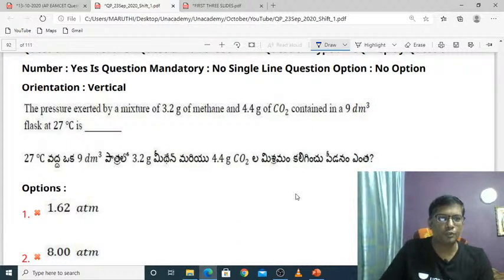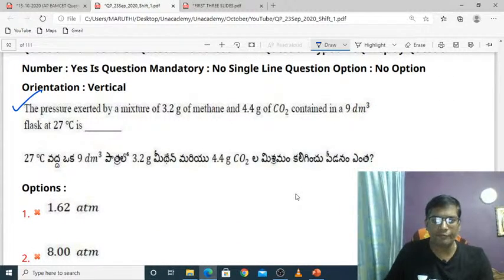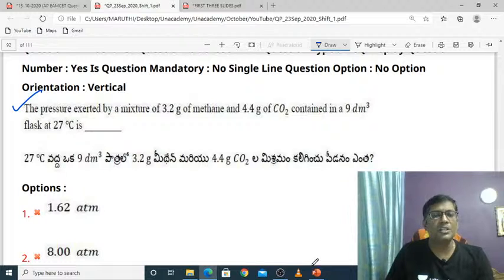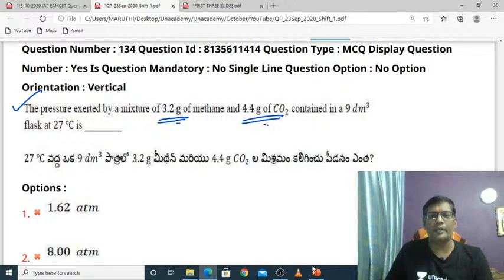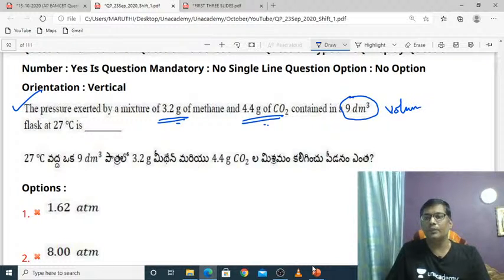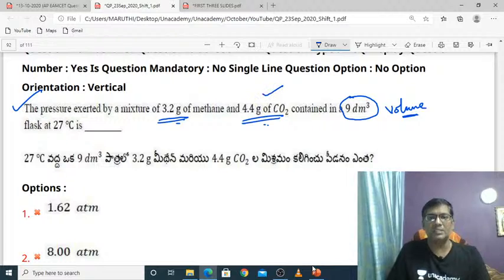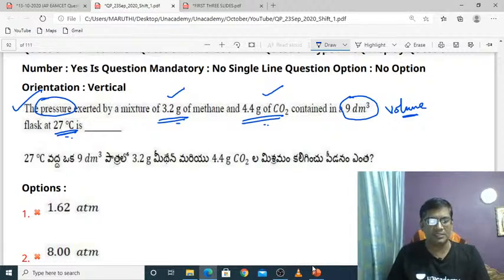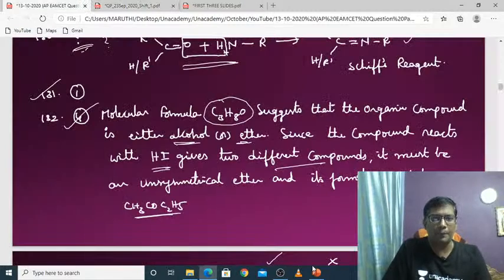Coming to the 134th question. The pressure exerted by a mixture of 3.2 grams of methane and 4.4 grams of carbon dioxide, containing 9 decimeter cube volume. They have given the volume and the weights, and you need to calculate the pressure at 27 degrees Celsius. How will you solve that problem?